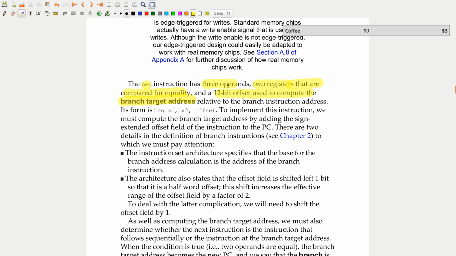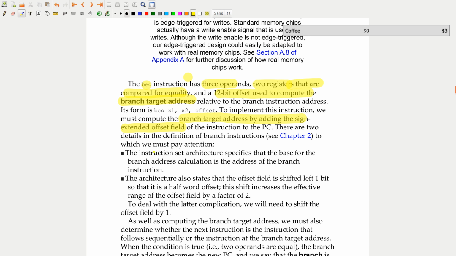So this basically says if these 2 registers are equal, don't add 4 to the program counter, add whatever this 12-bit offset is to the program counter. So to implement this instruction, we must compute the branch target address by adding the sign extended offset field. Remember, we want to make a regular design, so we have to extend this 12 bits to, say, 32 or 64 bits, because that's what all of our other data is.